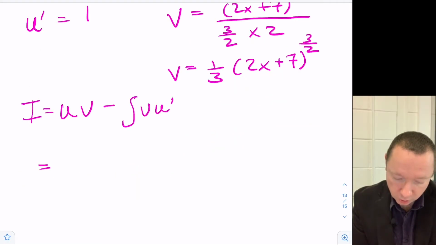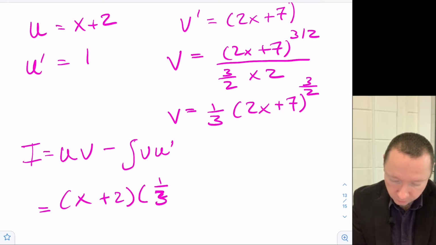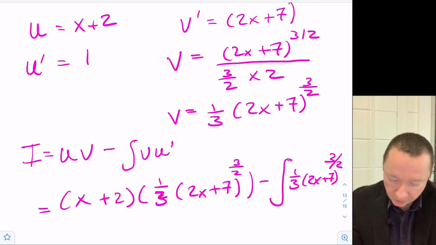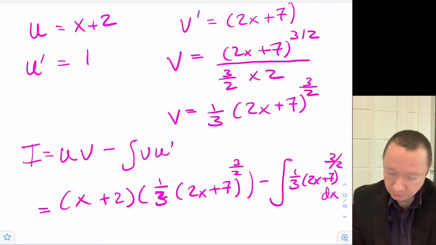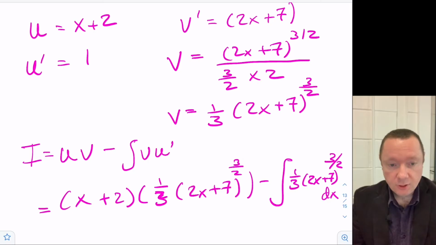Integral equals u times v, (x + 2) times 1/3 (2x + 7)^(3/2), minus the integral of v, which is again 1/3 (2x + 7)^(3/2), and we're timesing that by du, which is 1, so then that's just that. So we need to integrate 1/3 (2x + 7)^(3/2).